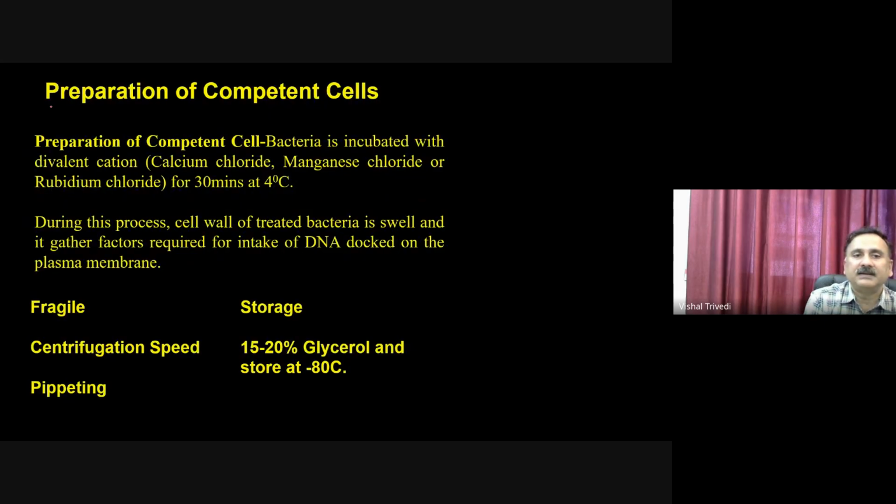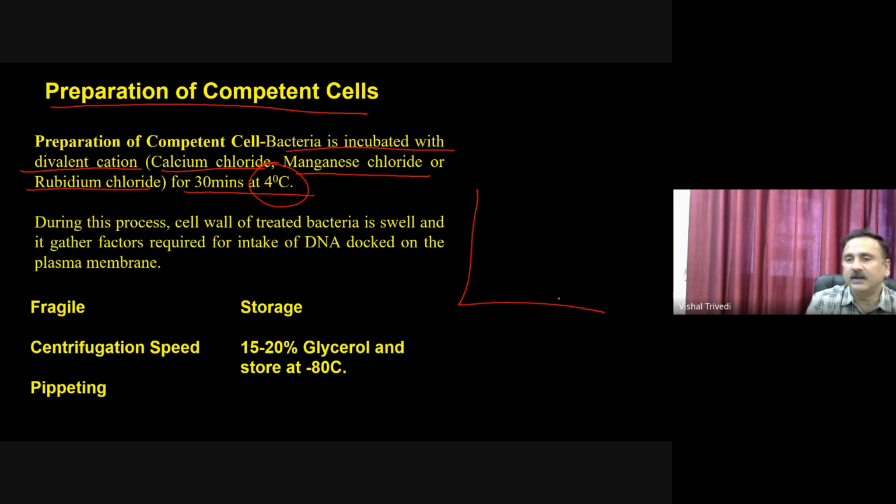How are you going to prepare the competent cells? Bacteria are incubated with divalent cations such as calcium chloride, magnesium chloride or rubidium chloride for 30 minutes at 4 degrees Celsius. And remember that bacteria follow a growth curve, right? Where you have the initial lag phase, then a log phase, then a stationary phase, and then a death phase, right? The log phase is the only phase which you are going to use, because here the bacteria are very active and dividing.